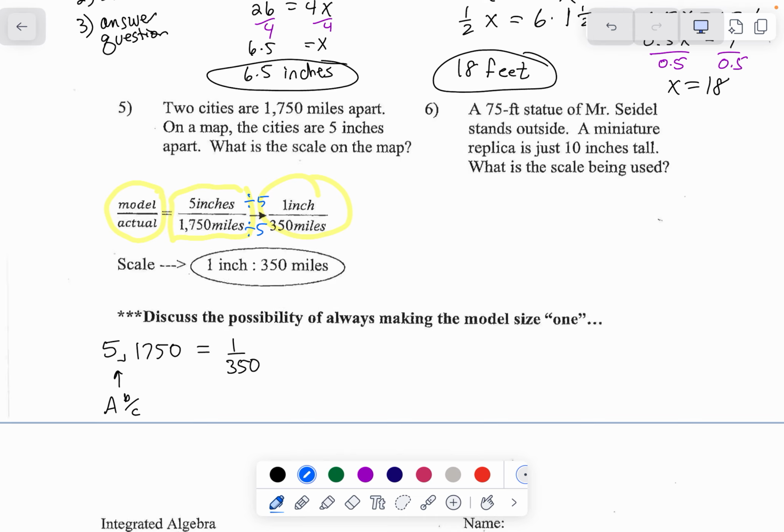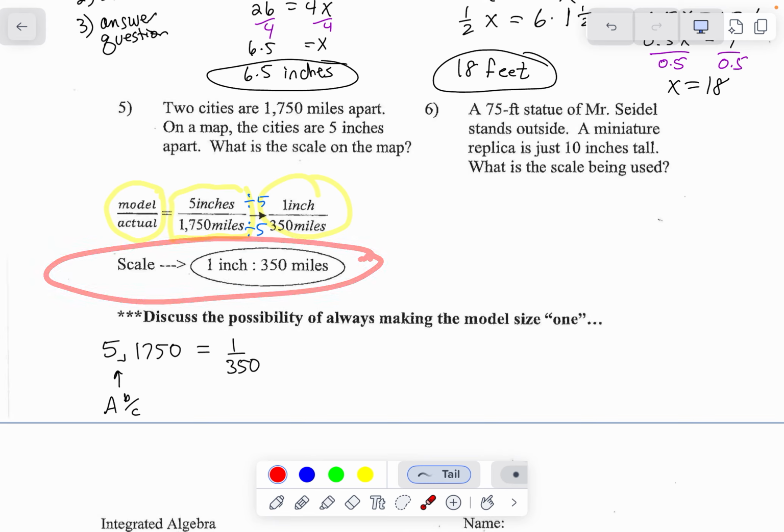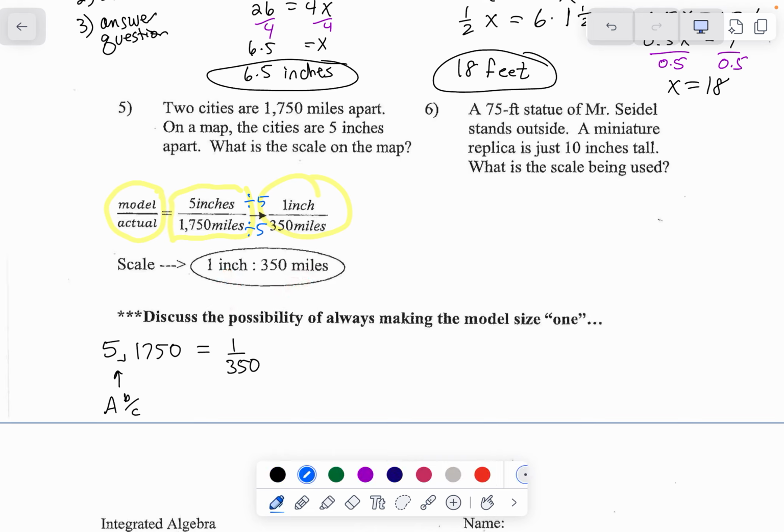So remember, the proportion or the fraction portion doesn't show the scale like you would see usually on a map. So let's get in the habit of writing it with the 2 little dots. So this would be your model, 1 inch. This would be the actual miles between the cities, or on the map, 1 inch is equal to 350 miles, okay? Now let's do it ourselves.